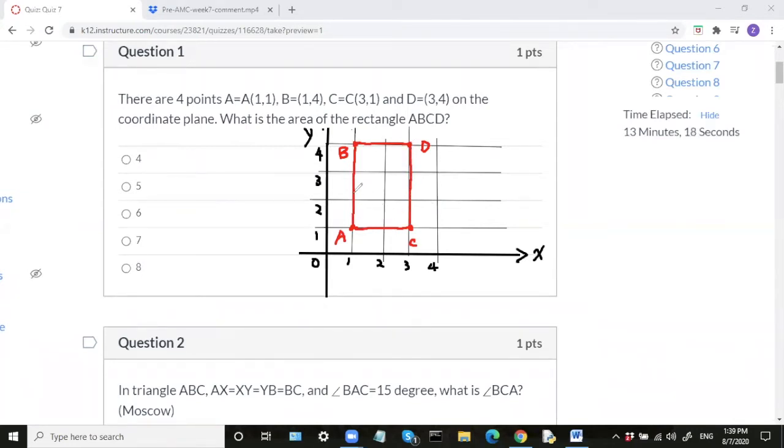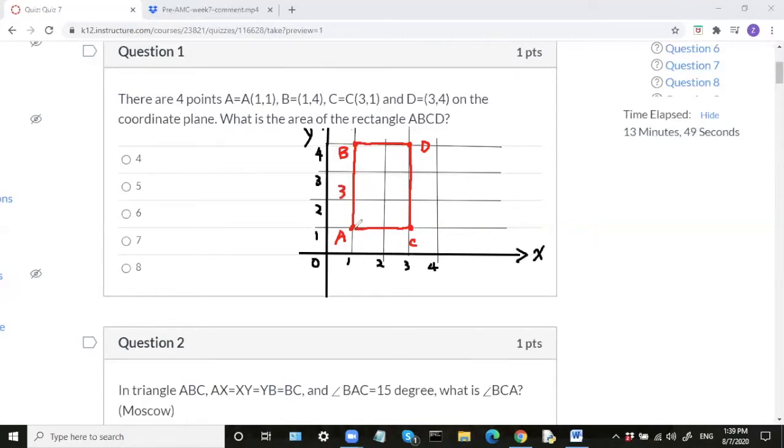So let's calculate the length of AB, because that is the length of the rectangle. From A to B is a vertical line, and they have the same x coordinate, 1, and a different y coordinate, which is 1 and 4. So between A and B, we just need to calculate how many units along this line. So 1, 2, 3 units.